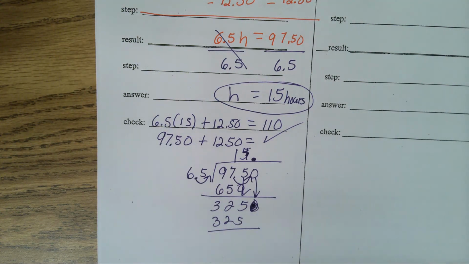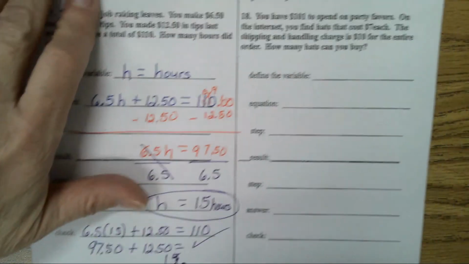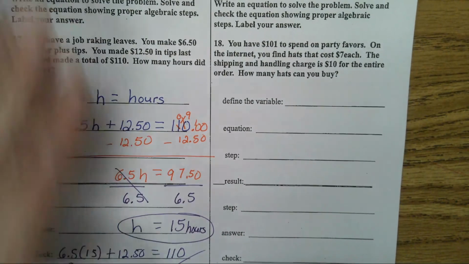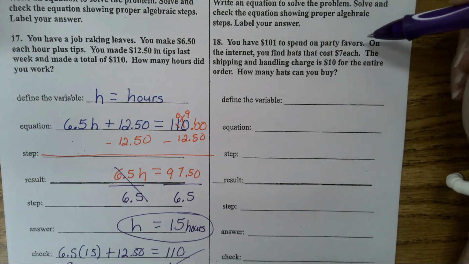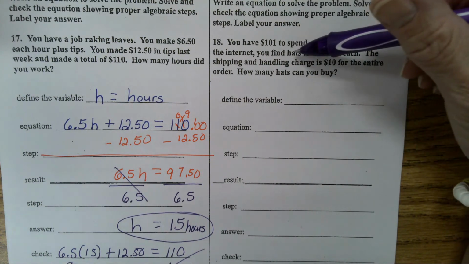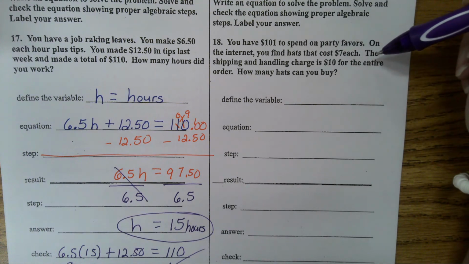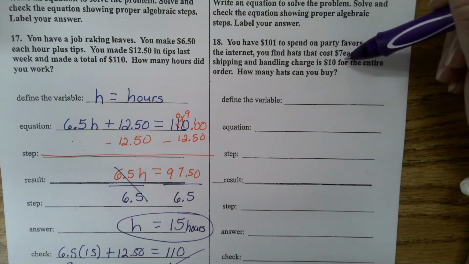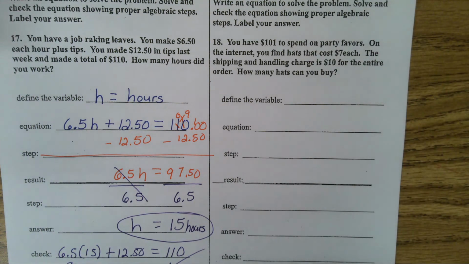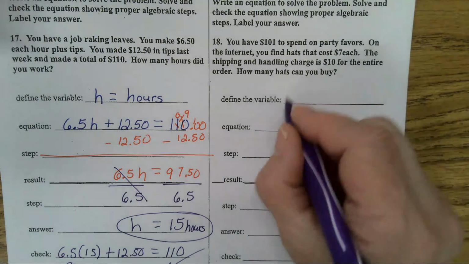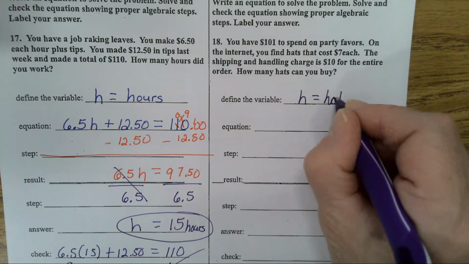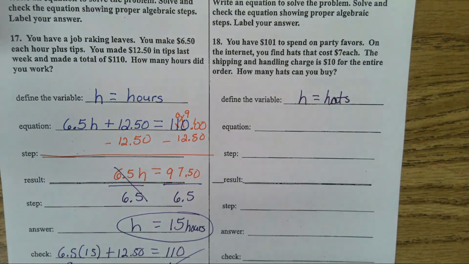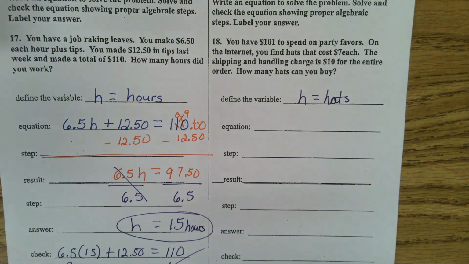All right, number 18. You have $101 to spend on party favors. On the internet, you find hats that cost $7 each. The shipping and handling charge is $10 for the entire order. How many hats can you buy? All right, I'm going to use H again, and it equals hats. You should know how to do these because these were similar to the ones we did on the word problem worksheet.